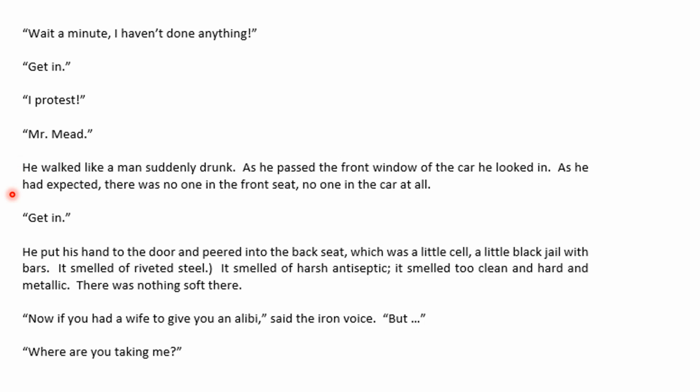Again, this futuristic idea where this car is patrolling the streets on its own and speaking to people and controlling everyone.